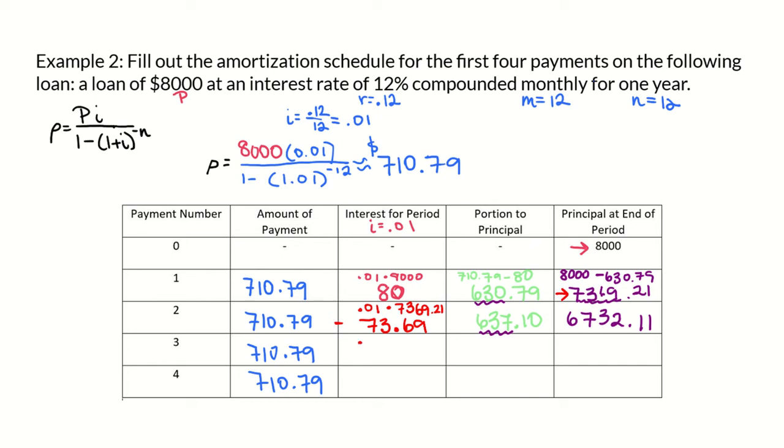So the only part that we calculate from the previous row is the interest, which we do 0.01, the interest rate per period, multiplied by the principal for that period. So 0.01 in this case times $6,732.11. So the interest this time is $67.32. Subtract that from the payment amount to get the portion that's paid to the principal, which is, in this case, $643.47.